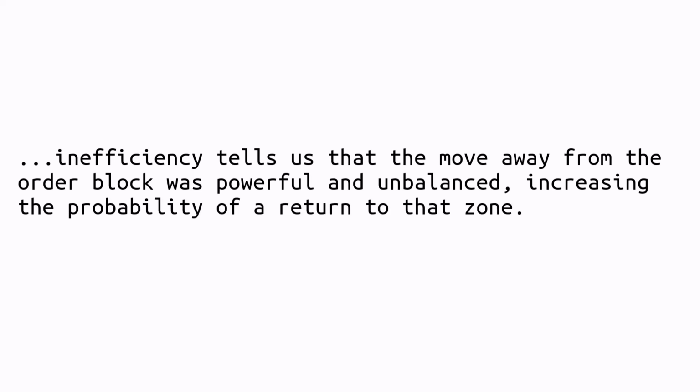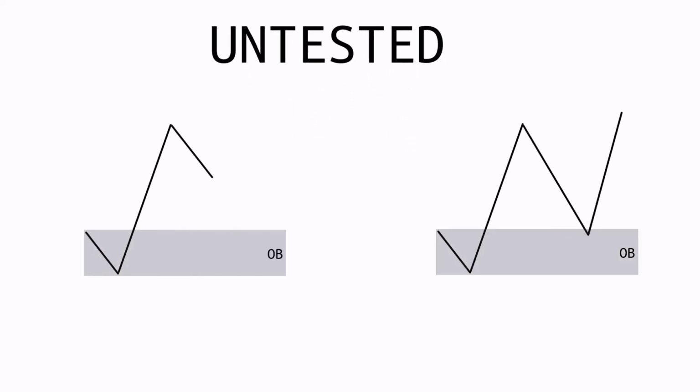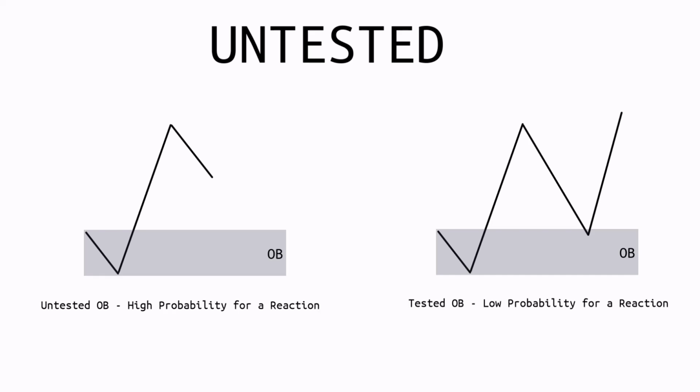The second element an order block must possess is being untested. This is absolutely crucial. The order block must be untested. This means that price has not yet returned to mitigate or interact with the order block since its formation. Think of it like a coiled spring. The first time it's released, the energy is at its maximum. Subsequent releases are weaker. Untested order blocks are fresh, potent, and have the highest probability of reacting strongly.